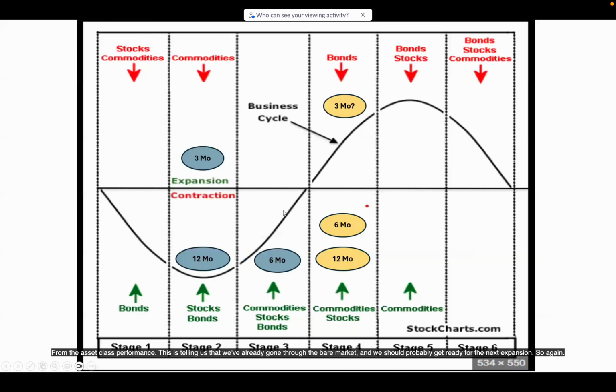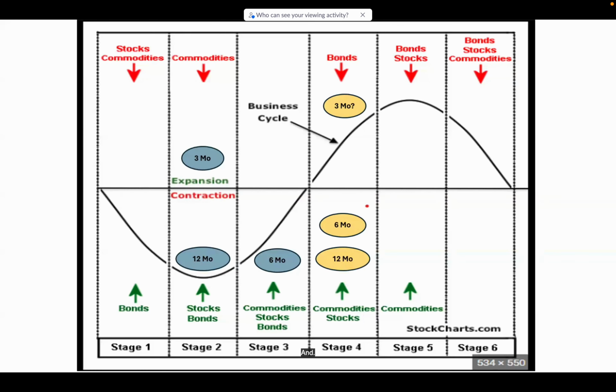From the asset class performance, this is telling us that we've already gone through the bear market and we should probably get ready for the next expansion. So again, this is a very, very mixed signal, which is why I don't solely rely on this data to say, oh, this is for sure where we're at. In the past, when I've talked about having mixed bags, sometimes what's most important is to not figure out where you are, it's to figure out where you're not.